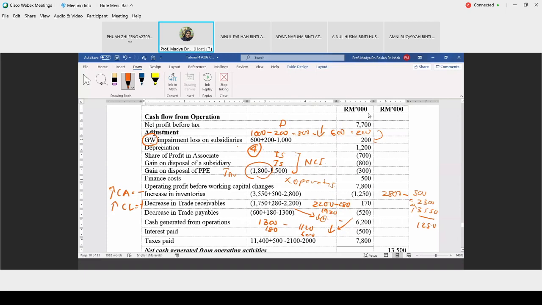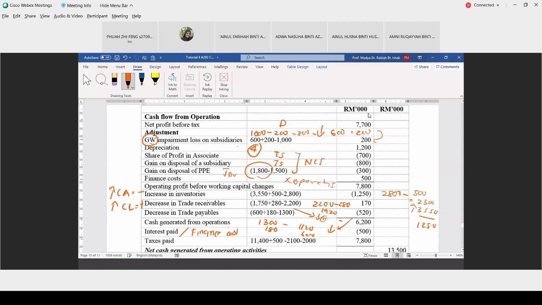520. Then we have cash generated from operations here, 6200, and then interest paid. There is no information about the interest paid here. You just use the finance cost that you have here. Sometimes they will use finance cost as interest paid, the same. So you're going to have here 500.